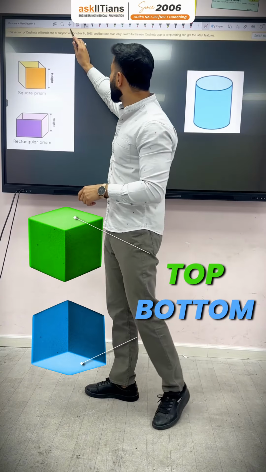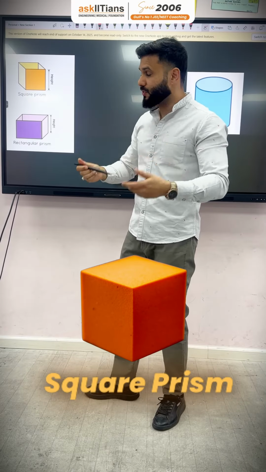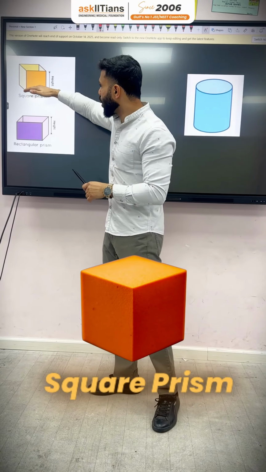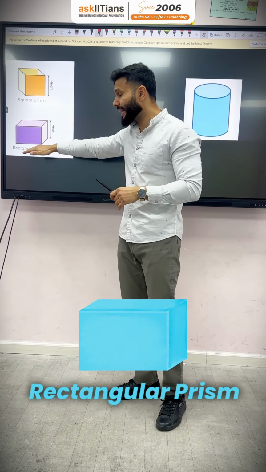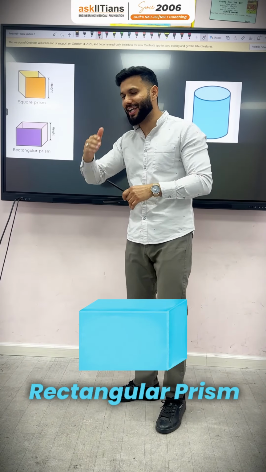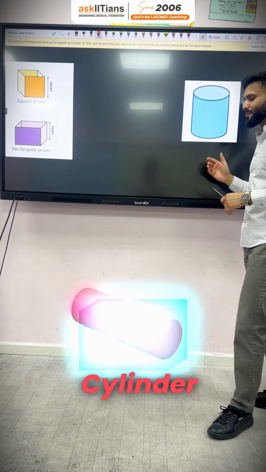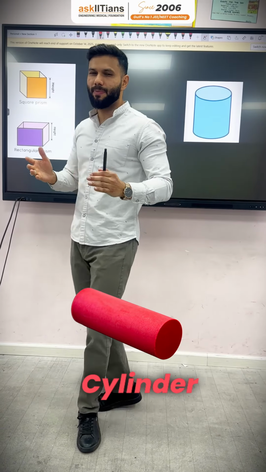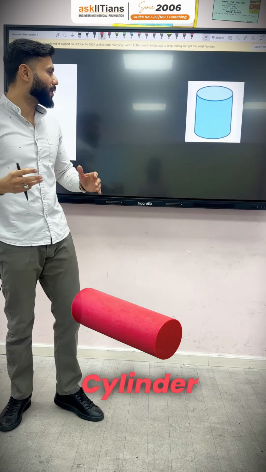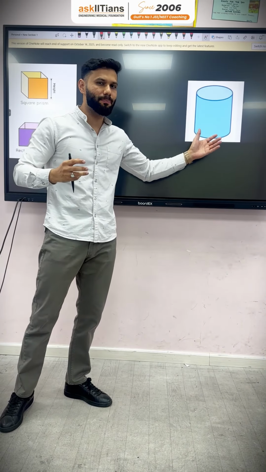So if you see your cube, which we call square prism, right? It has the same top and the same bottom. Similarly, the rectangular prism, that's your cuboid, absolutely. And cylinder. Technically, cylinder is not a prism, but to remember the formulas and to understand, we can categorize it also in a prism, right?